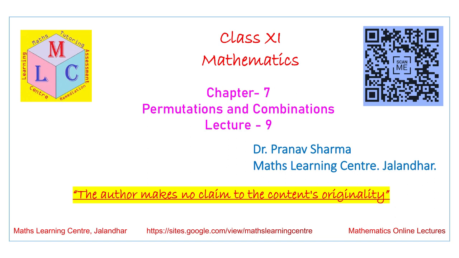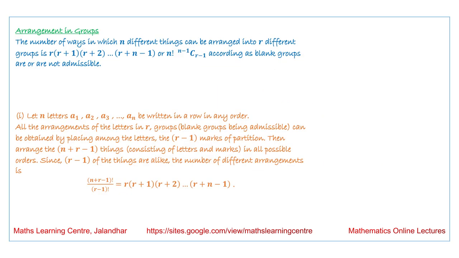We are going to start now lecture 9 of chapter 7, class 11th mathematics, permutation and combination. In this lecture we will study some formulas related to arrangements in groups. So the first formula we have over here: the number of ways in which n different things can be arranged into r different groups.